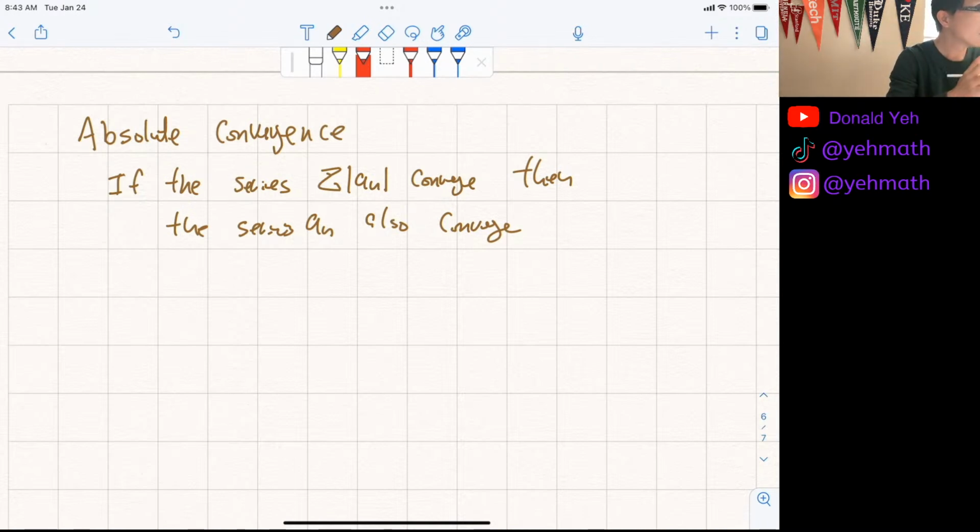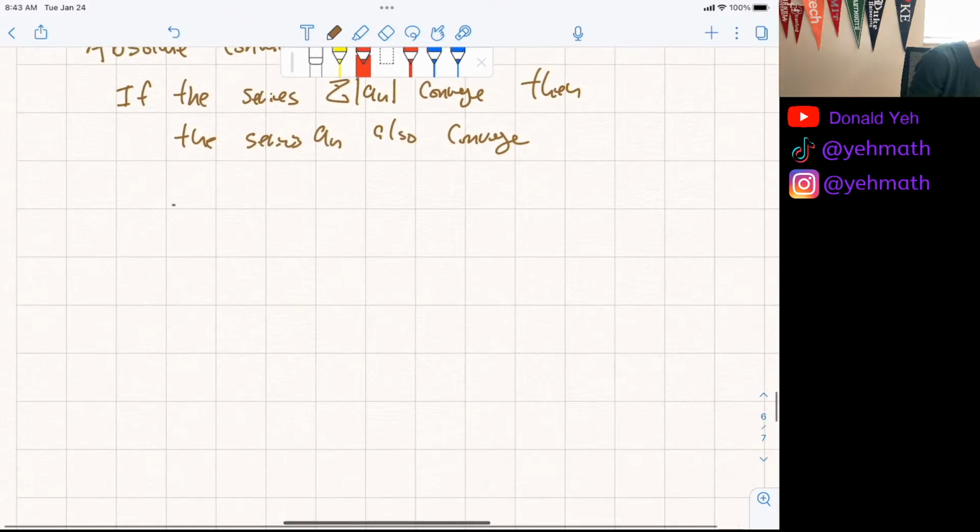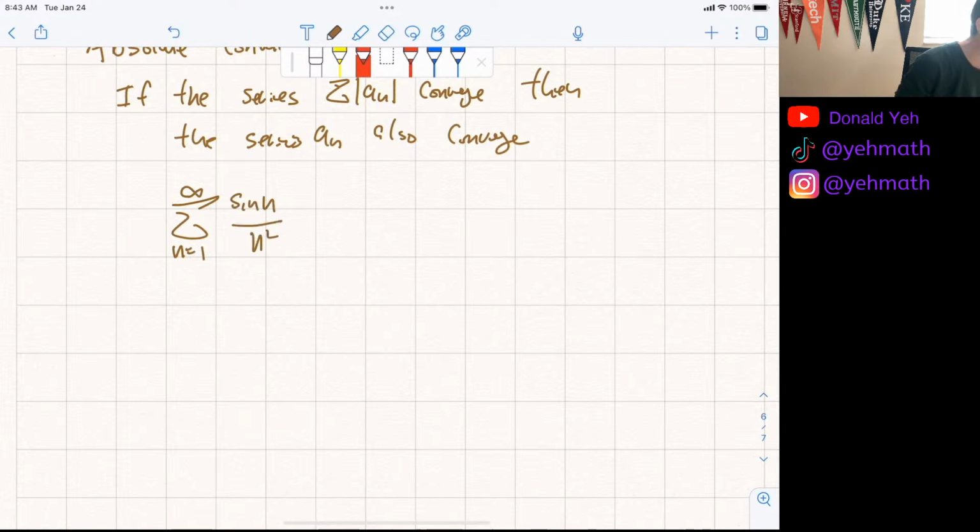Okay, so I'll give you an example of why that is kind of important. It looks kind of alternating, but it's not. This situation happens like here, which is the summation from n equal to 1 to infinity of sine n over n squared. Now let's talk about why they are alternating.